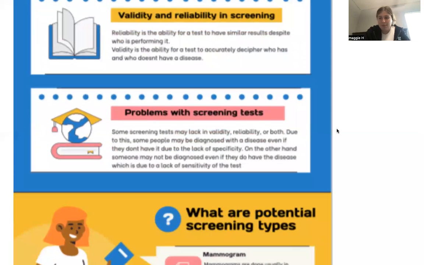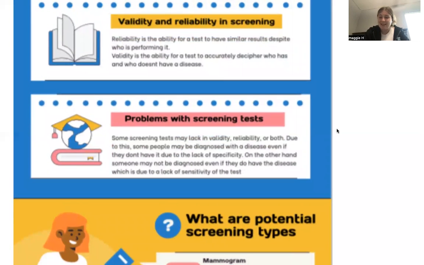So there are a few problems with screening tests, unfortunately. Of course, not all of these can be perfect. Like I said, they can lack validity and reliability, or even both. Some people may be diagnosed with the disease even if they don't have it, and this would be due to lack of specificity. On the other hand, someone may not be diagnosed even if they do have the disease, which would be due to lack of sensitivity.